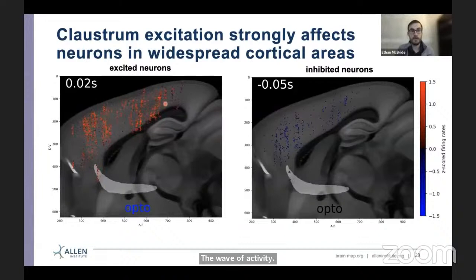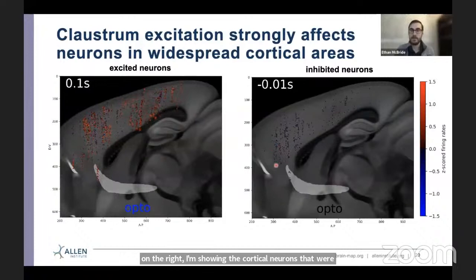On the right, I'm showing the cortical neurons that were inhibited. The effect here is not as strong, but the fact that there are both many excited and inhibited neurons demonstrates the effect of claustrum on cortical neurons is more complex and varied than previously thought.